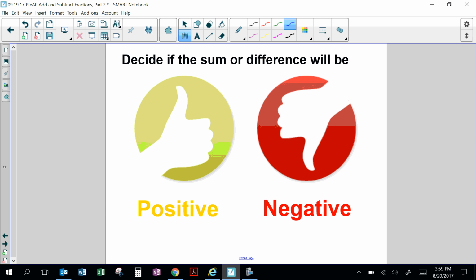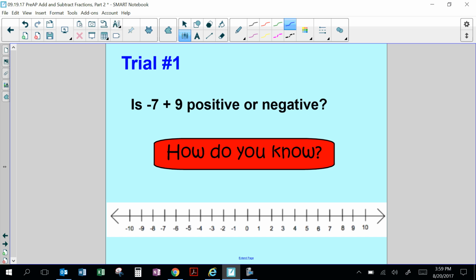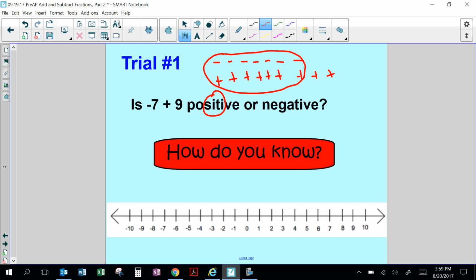So I'm going to show you 5 trials. You're going to tell me if you believe the final answer is positive or negative and why. If I combine -7 with 9, will it be positive or negative? I predict positive. How do you know? I could draw 7 negatives and 9 positives. Using 0 pairs, I have more positives by 2. Or I could start at 0 and go 7 units to the left, and then 9 units to the right, and it stops at 2.